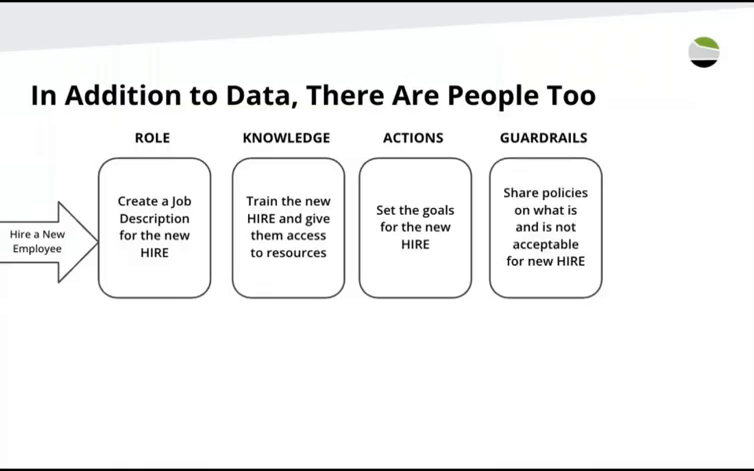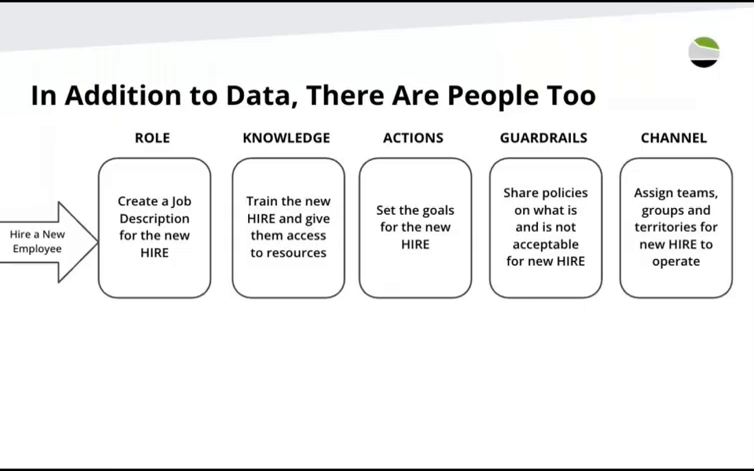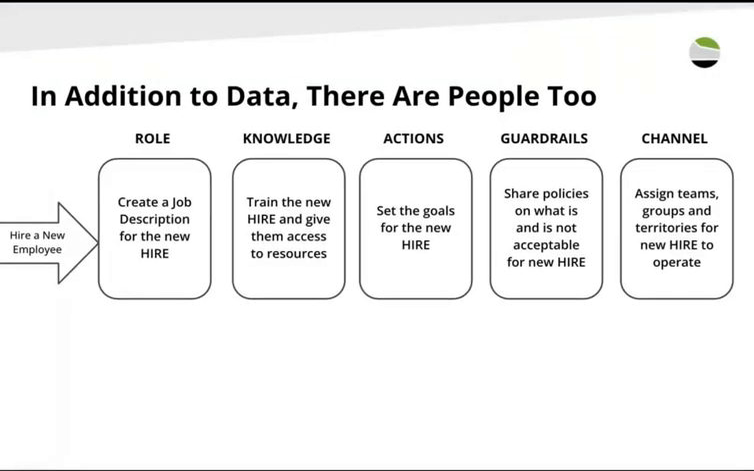You need to also set up the guardrails. So what does that mean? Well, what are the policies? What is it they're allowed to do? What are they not allowed to do? You put guidelines on a new employee. They don't just walk around and do whatever they want. There are rules and guidelines. And then finally, you have to put them somewhere in what I call a channel. So they're either assigned to a team, a group, a territory, some sort of a function. They have to belong somewhere. They just don't do their job across the entire organization.